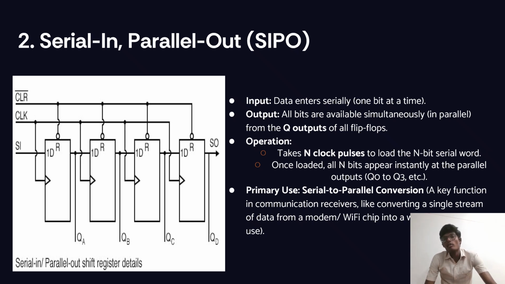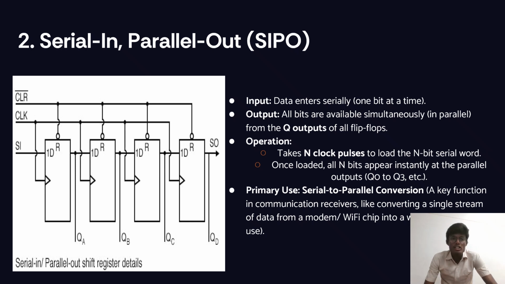This is called SIPO. The input data enters serially, 1 bit at a time, and at the output all the bits are available simultaneously in parallel from the Q outputs of the flip-flops. In the operation of serial in, parallel out, it takes n clock pulses to load the n-bit serial word. Once loaded, all the n bits appear instantly at the parallel outputs Q0 to Q3, etc.